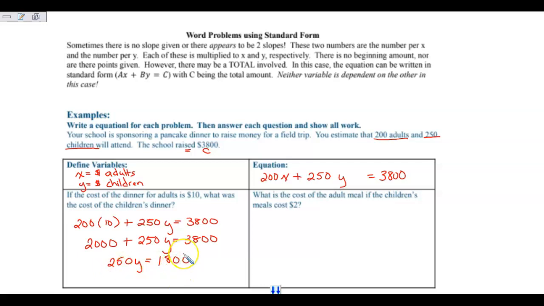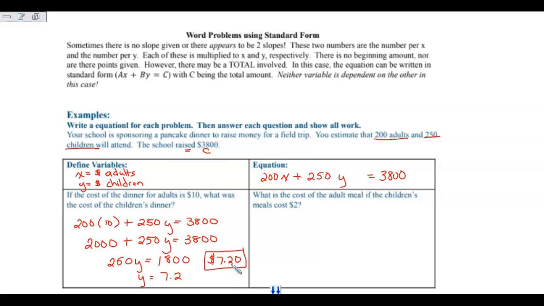And now I'm going to divide both sides by 250. And that gives me 7.2. So what is the price for the children's dinner? It's $7.20. It's important that when you write these answers, since it's looking for a money amount, we write it in money form.